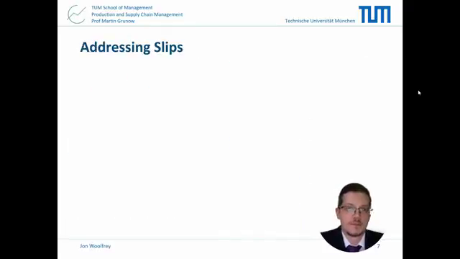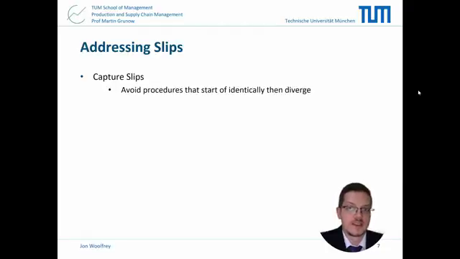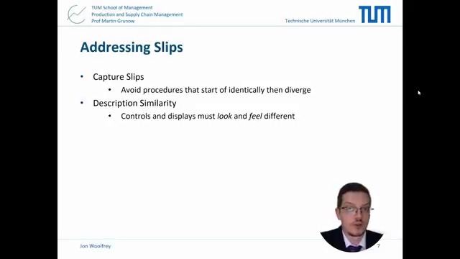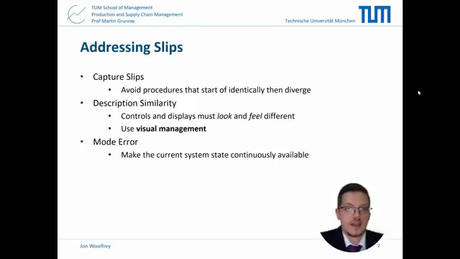So how do we address slips? Remember that a slip is a difference between what we intend to do and what we actually do. And so capture slips happen when our brain slips into autopilot, and we can address this by avoiding procedures that start off identically then diverge. With description similarity, we have to make sure that controls and displays must look and feel different, and we can achieve this by using things like visual management. And then we have mode error for electronic devices, and we have to address this by making the current system state continuously available, or not having more actions than control inputs.